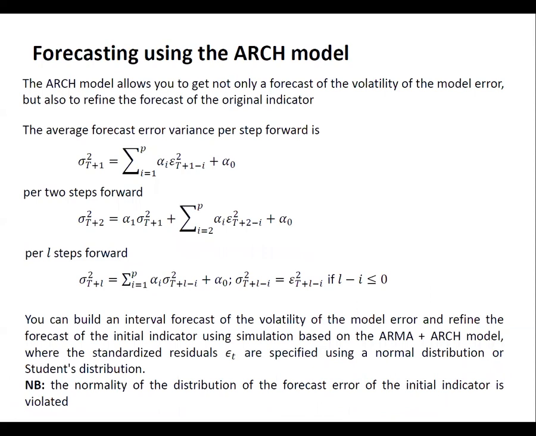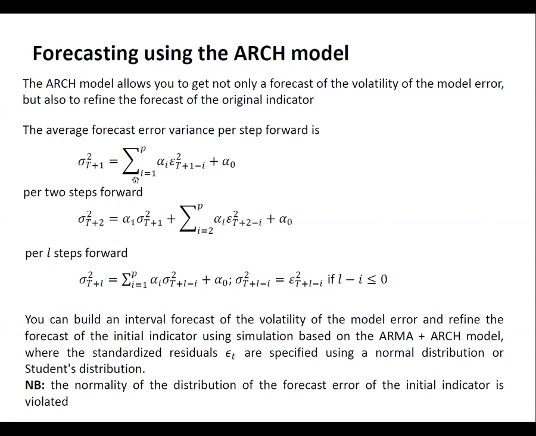Having reviewed this example, now let's see how to build a forecast using the ARCH model. This means that the ARCH model itself allows you to get a forecast of volatility, that is the variance of the model error, and refines the forecast of the original indicator itself, for which we build the ARMA model. The average prediction of the error variance one step forward is built through an autoregressive model. That is, in fact, this is our ARCH model.